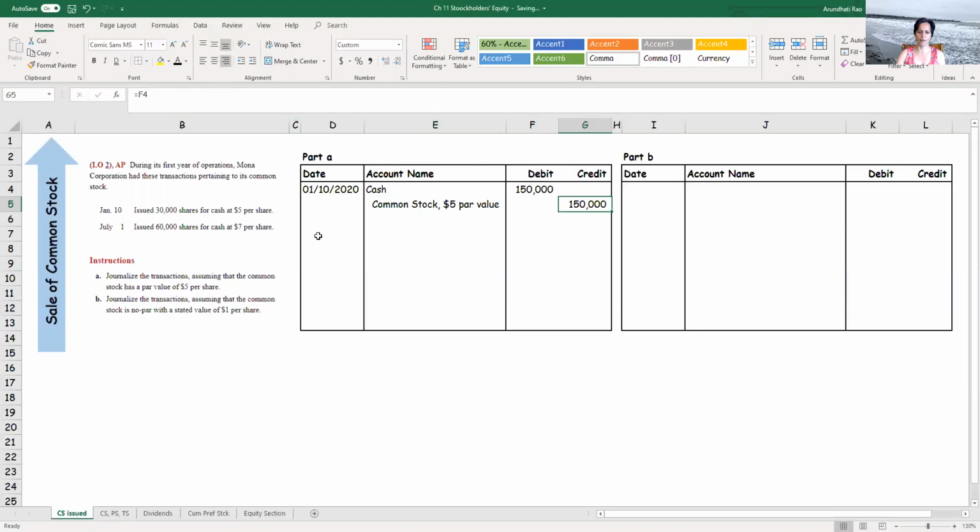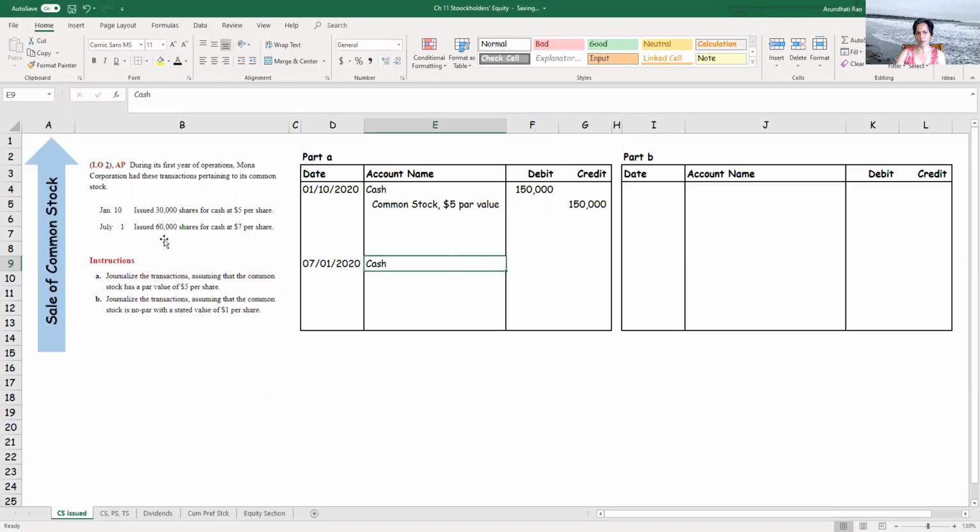Let's look at the July 1st transaction. On July 1st, again, I sold shares for cash, so cash is going to be debited. I sold at $7 a piece, 60,000 shares. So how much cash did I get? 7 times 60,000. I collected a total of $420,000.